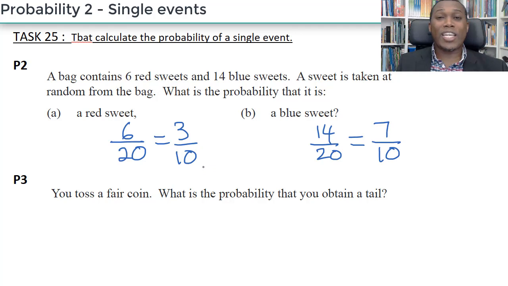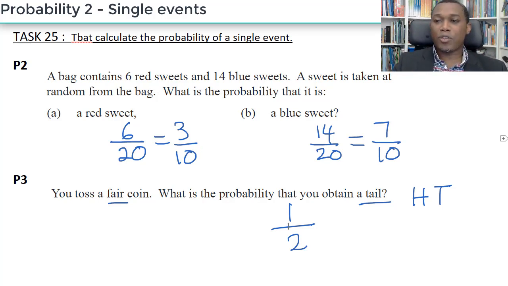Probability is always between 0 and 1. Toss a fair coin. That means each option is equally likely. Chance to get a tail: you either get a head or you get a tail, so there are 2 options. The tail is one of them. The chance of getting a tail on a fair coin is a half. What's the chance of getting a head on a fair coin? Spot on, half as well. So those are your answers for 2 and 3.